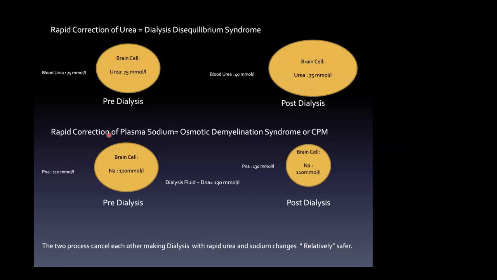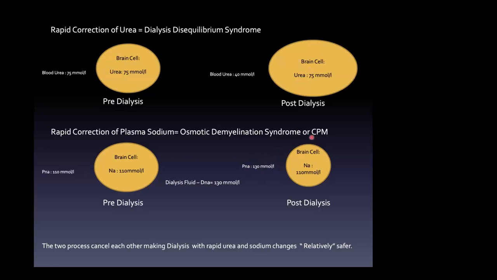Now, at the same time, there is another process happening during dialysis. You see the plasma sodium of this patient is 110, and the brain cell sodium is 110. Theoretically, if I dialyze this patient with a dialysis fluid sodium of 130 over 4 hours, his plasma sodium will become around 130 and his brain sodium would be 110. So fluid will move from the brain into the extracellular or intravascular space, and the brain cell will shrink, and basically you will get osmotic demyelination syndrome. The syndrome where the brain swells is called dialysis disequilibrium syndrome.